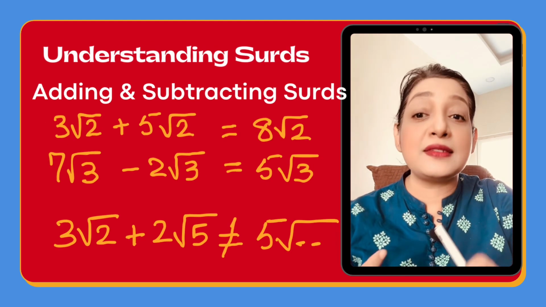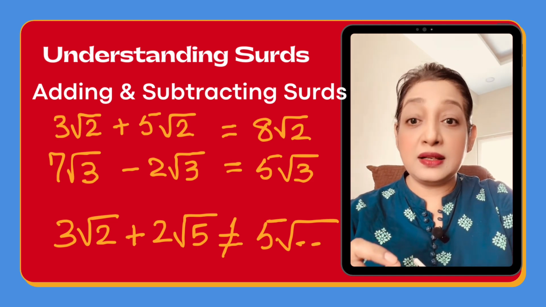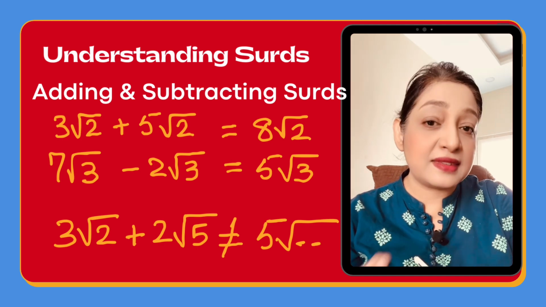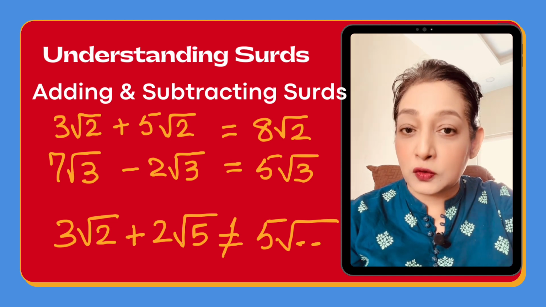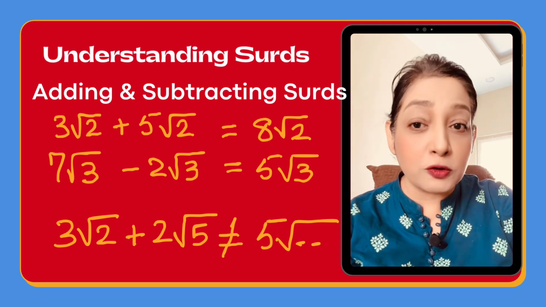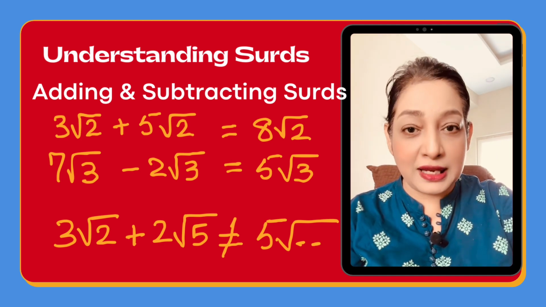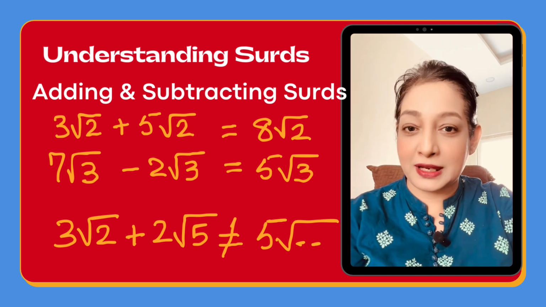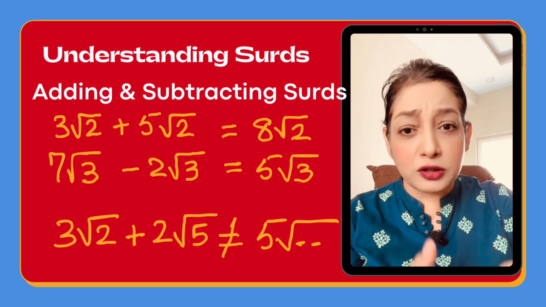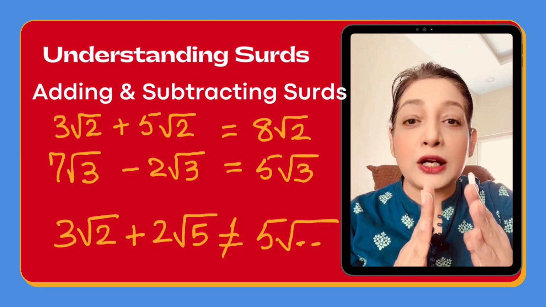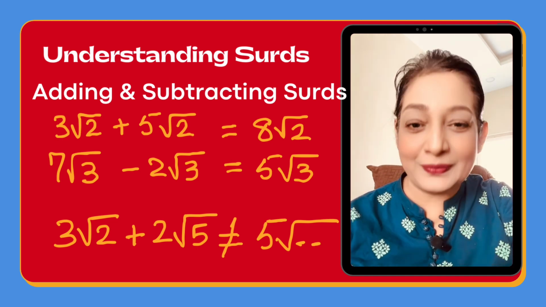Now how to add and subtract surds? Look at the screen. Surds can be added or subtracted only if they have the same base. For example, 3 square root of 2 plus 5 square root of 2, we can add them. It's equal to 8 square root of 2. And in the same way, 7 square root of 3 minus 2 square root of 3 is equal to 5 square root of 3 because the bases are the same. So we can add or subtract. But 3 square root of 2 cannot be added to 2 square root of 5 because the bases, square root of 2 and 5, are not the same. Got it?